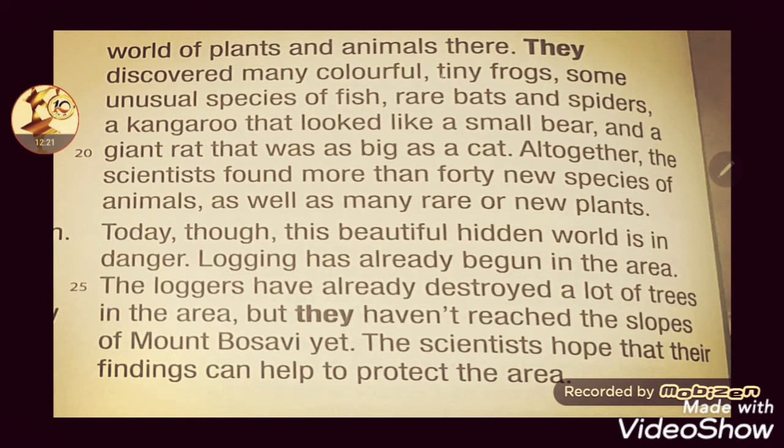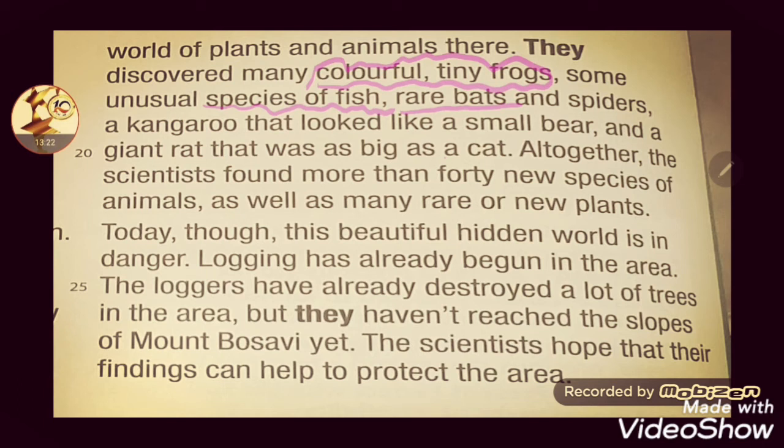They discovered many colorful tiny frogs, some unusual species of fish, rare bats and spiders, a kangaroo that looked like a small bear, and a giant rat that was as big as a cat. So if I ask you the following question here, what kind of animals have the scientists found in this hidden rainforest؟ شو كانت نوع الحيوانات اللي وجدوها بالماونت بوزيف rainforest؟ بنحكي إنه colorful tiny frogs يعني ضفادع صغيرة وملونة. some unusual species of fish. وبعض إيش؟ بعض الأنواع unusual غير اعتيادية من السمك. rare bats. rare هون adjective معناها نادر. إذن rare bats اللي هي الخفاش النادرة.